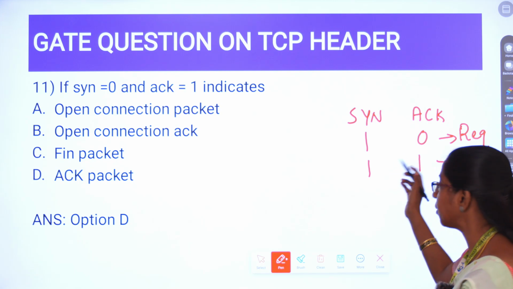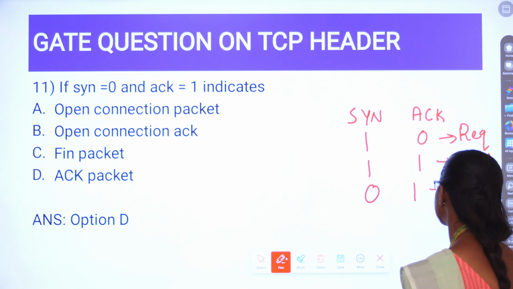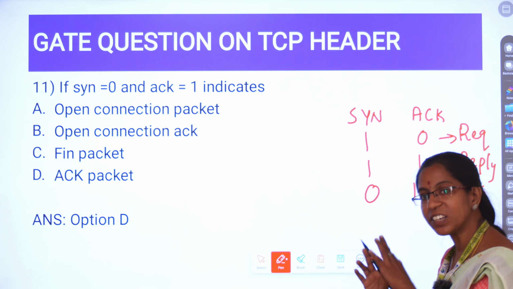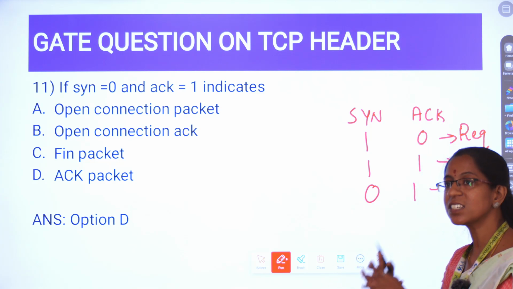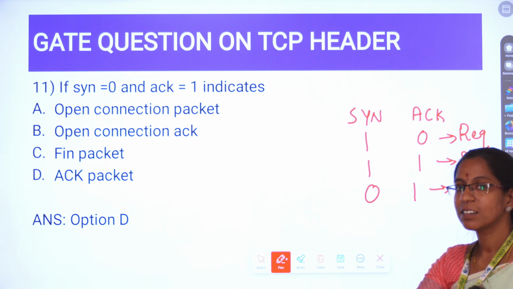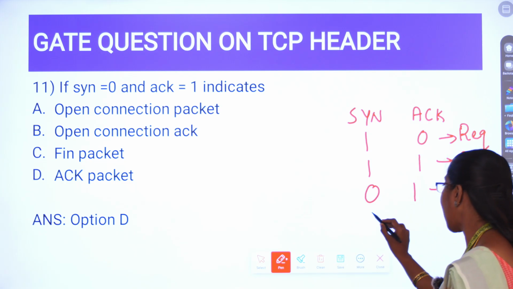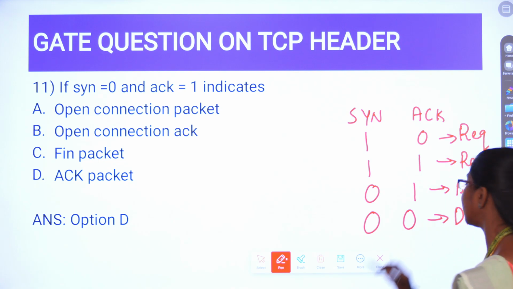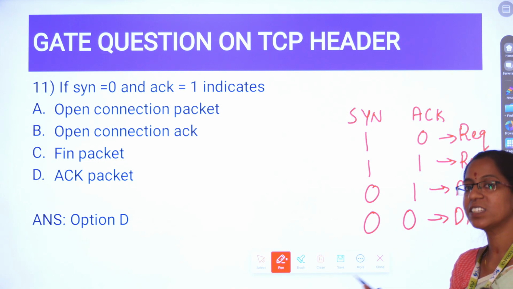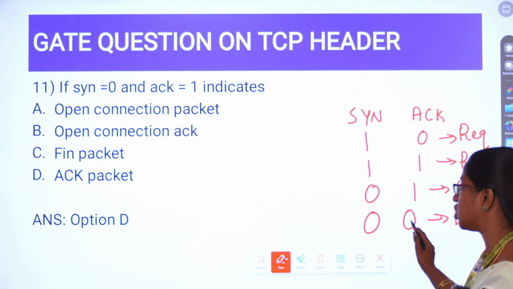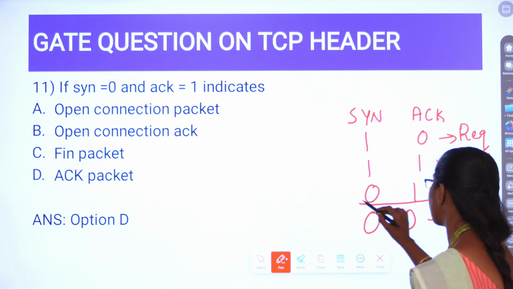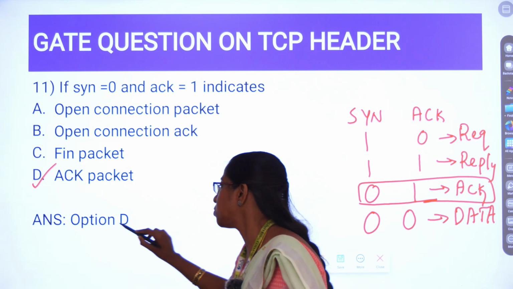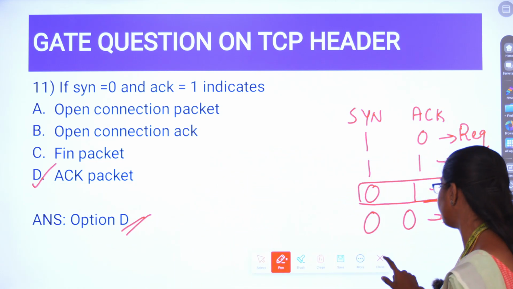This is 1 and 1, which means reply. 0 and 1 means acknowledgement. This is the data that should be transmitted to the receiver. Okay, then the receiver now sends the acknowledgement to the sender. So 0 and 1, the last 1 means the data should be transmitted. It's completed the connection establishment. Both sender and receiver communicated. So in our case SYN is 0 and ACK is 1, which means the right answer is acknowledgement. So option D, acknowledgement packet, is the right answer for this question.